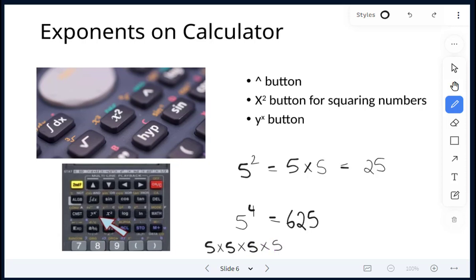You might have a different type of calculator, and you might have this button, shown as y with an exponent of x. You can use that button similarly for exponents.